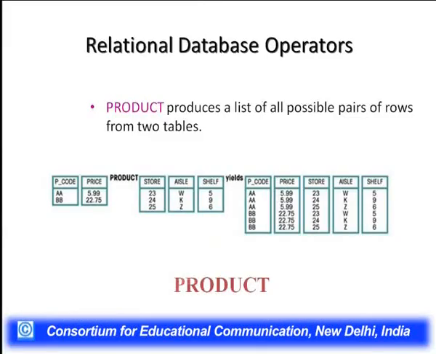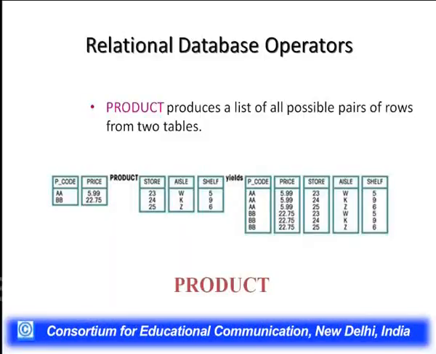Then the next operator is the product operator. In case of the product operator, as you can see, each row or each tuple in one table will be combined with each tuple in the other table. So, if there are 2 tuples in the first table and 3 in the second table, as a result of these you will have 6 tuples in the resultant table.